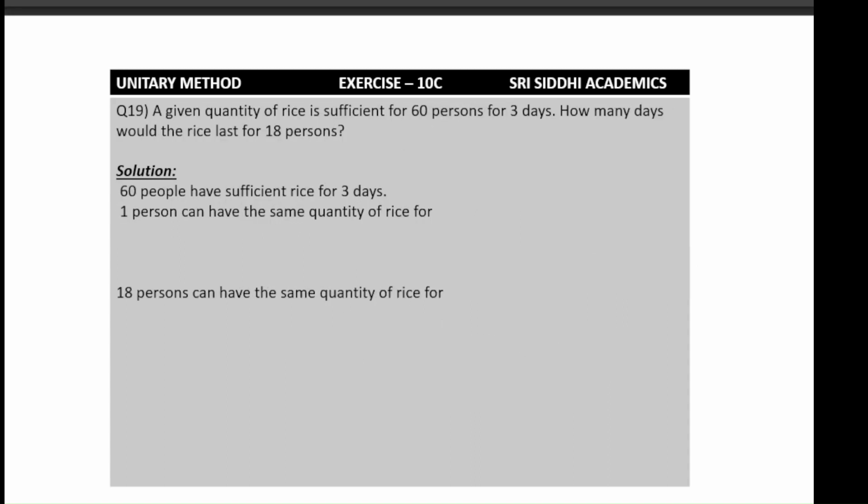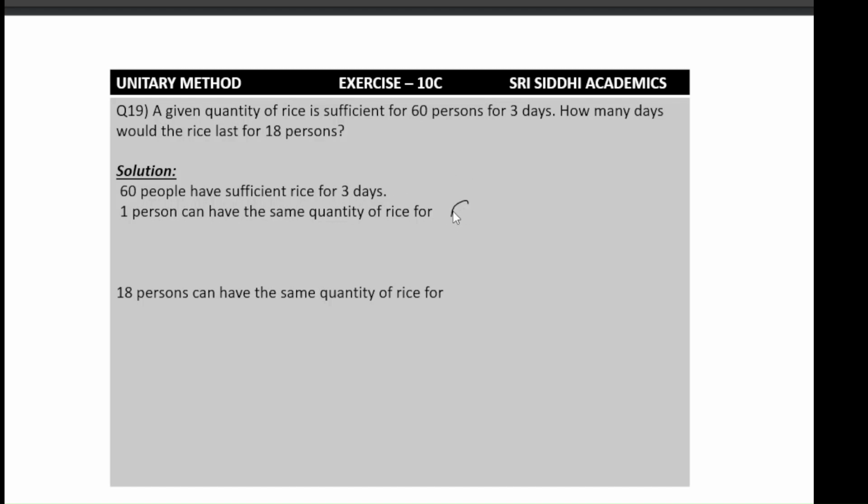Question number 19 says a given quantity of rice is sufficient for 60 men for 3 days. 60 persons for 3 days. How many days would the rice last for 18 persons? I have written the given statement as it is: 60 people have sufficient rice for 3 days. Now one person will definitely take more days for the same quantity of rice, because one person will consume a lot less than 60 people.